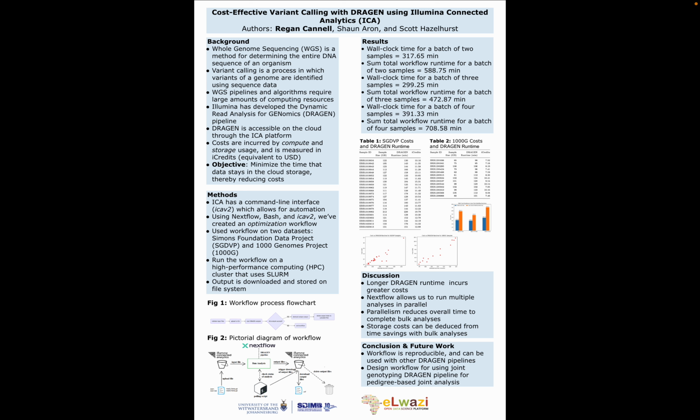The pipelines and algorithms used in whole genome sequencing require a large amount of computing resources. And so Illumina has developed what we call the DRAGEN pipeline, or just DRAGEN. It's an abbreviation for Dynamic Read Analysis for Genomics. Now, the DRAGEN server consists of an FPGA. FPGAs are field programmable gate arrays. These are logic devices that are programmable, and they've got integrated circuits that are configurable. And this makes the variant calling very fast.